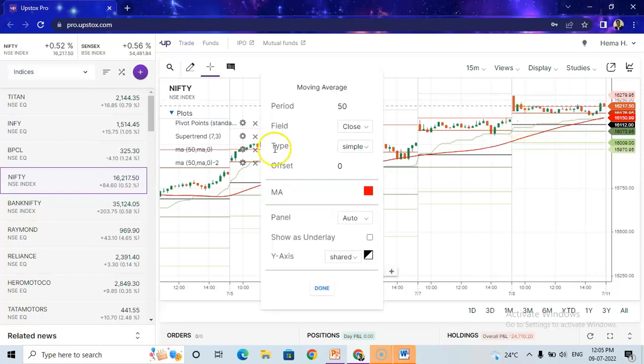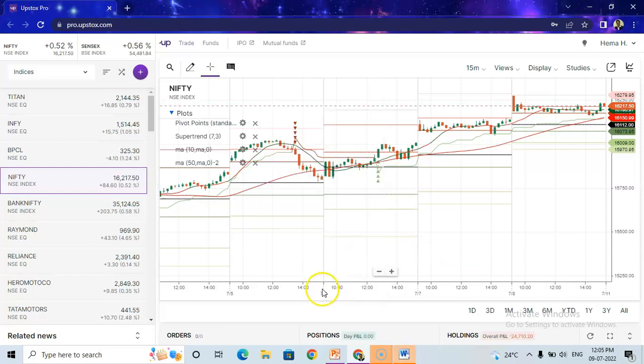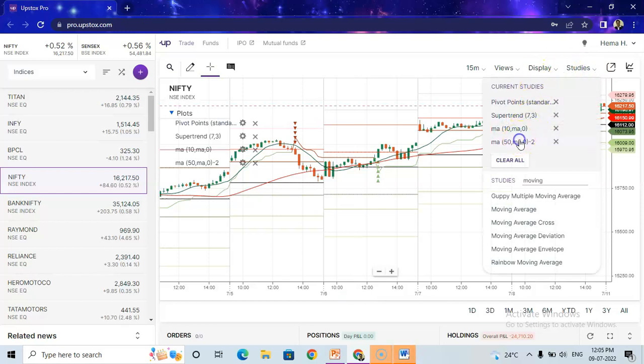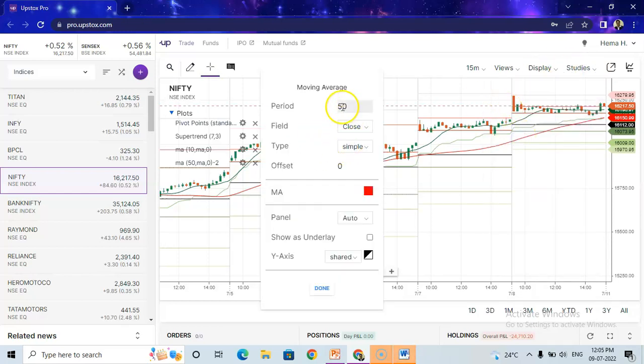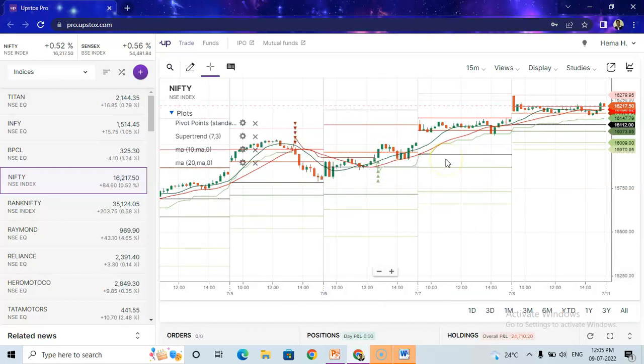You can just click on this and change it to 10 and change the color to green, because you have to identify which one is which. So green is the 10-day moving average, and this one you can leave as red itself. Fine. So here you can see, this is an intraday chart of the Nifty.